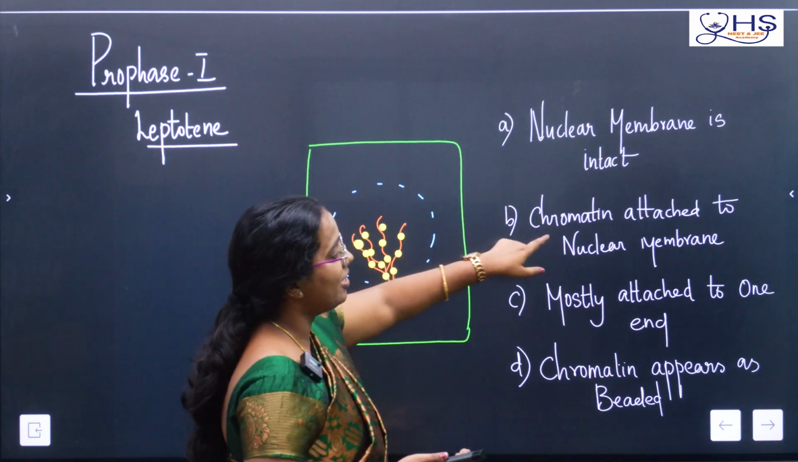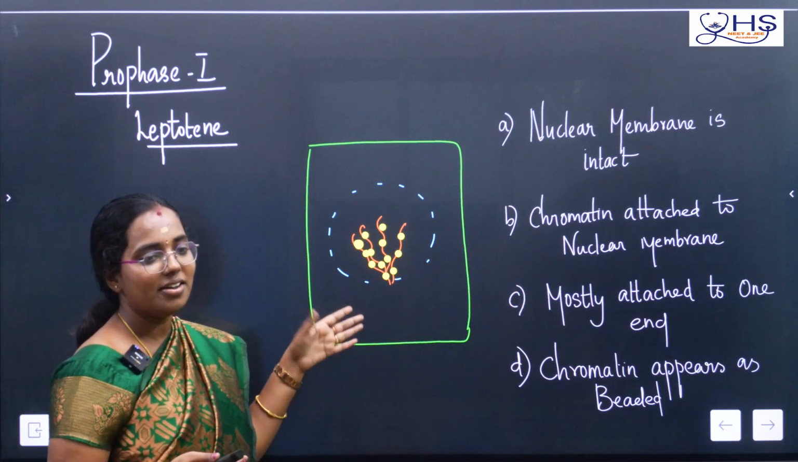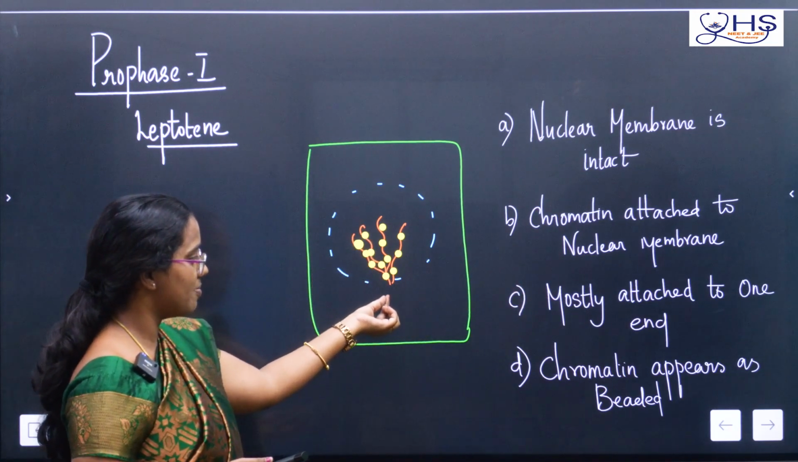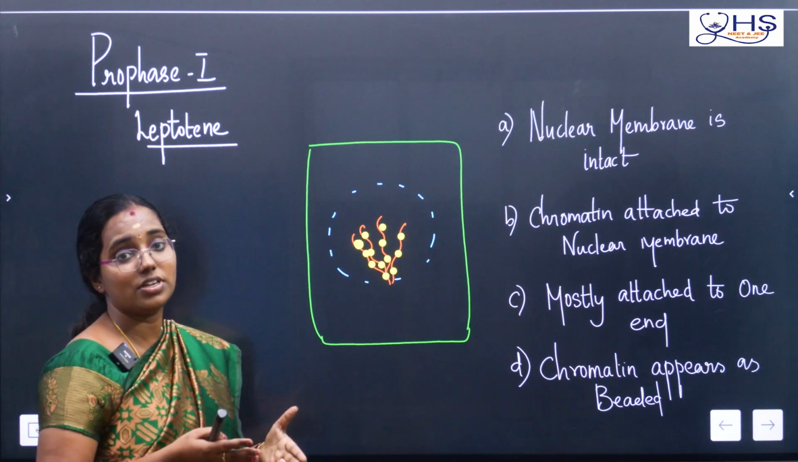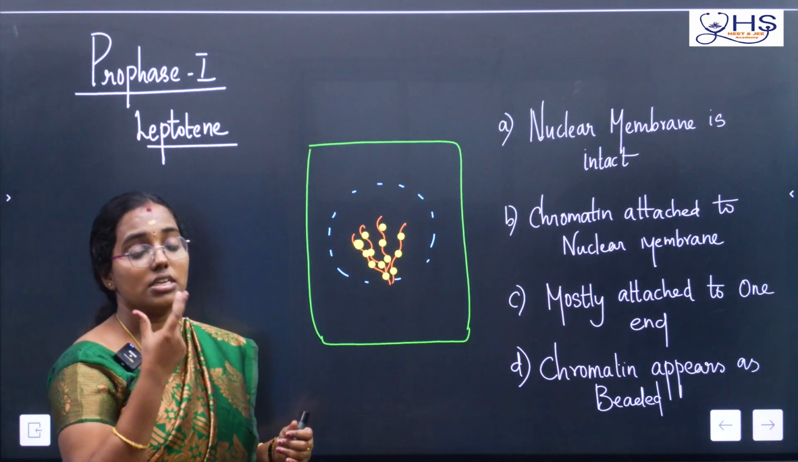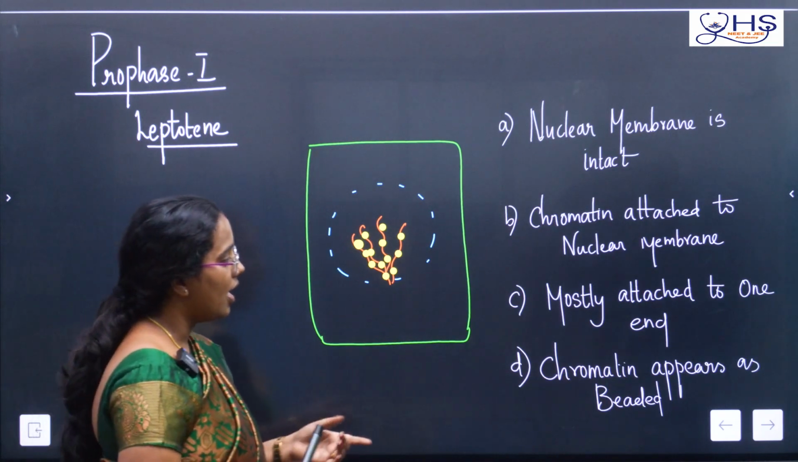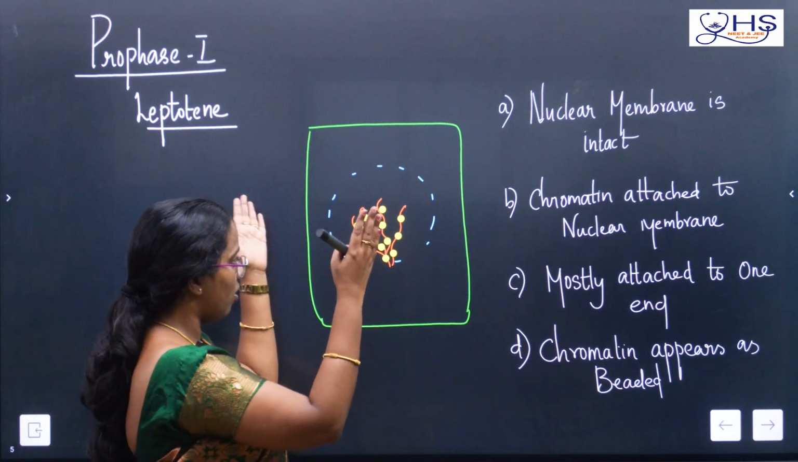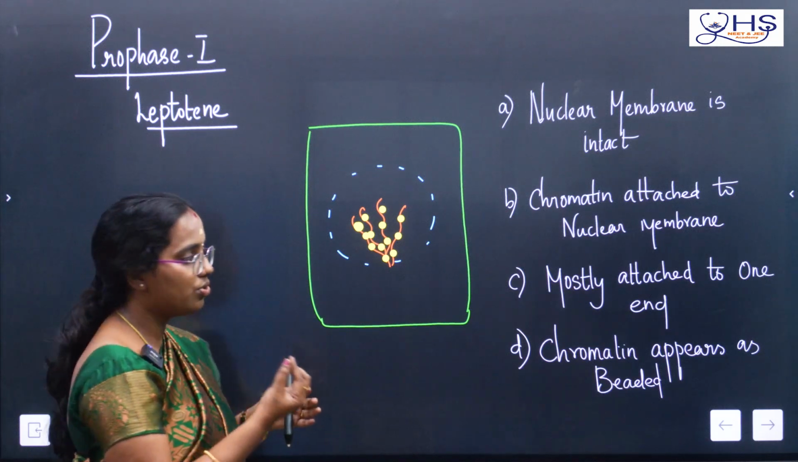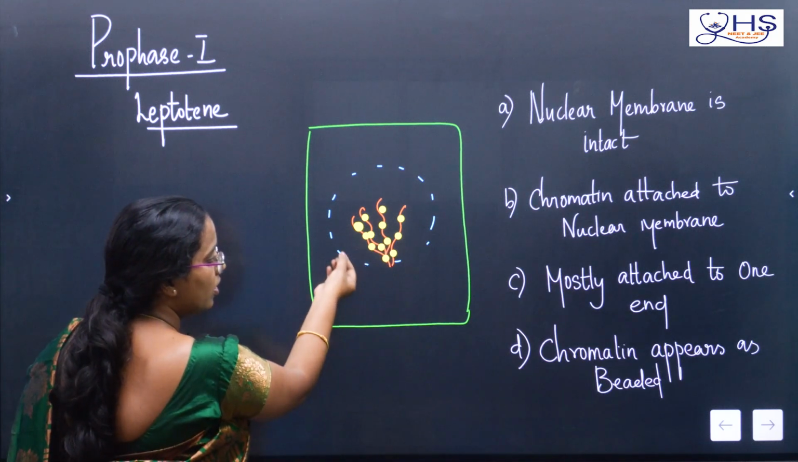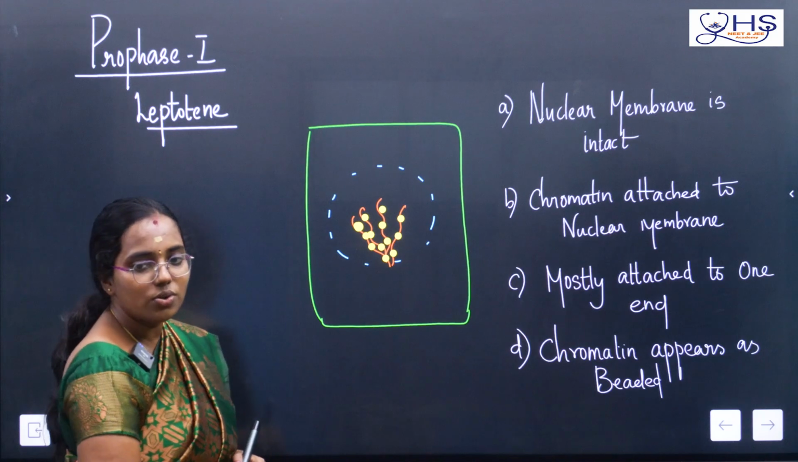Next, chromatin attaches to the nuclear membrane. They are getting attached to the nuclear membrane like a bouquet. This is a keyword: you can remember leptotene is equal to bouquet stage. It is similar to a bouquet, mostly attached to one end, because all the chromatin fibers will be attached to one end. Which end? The nuclear membrane.